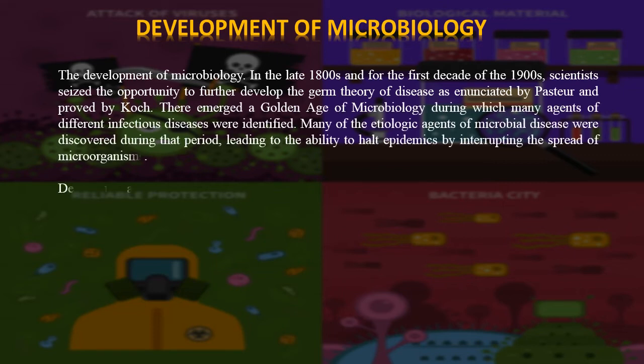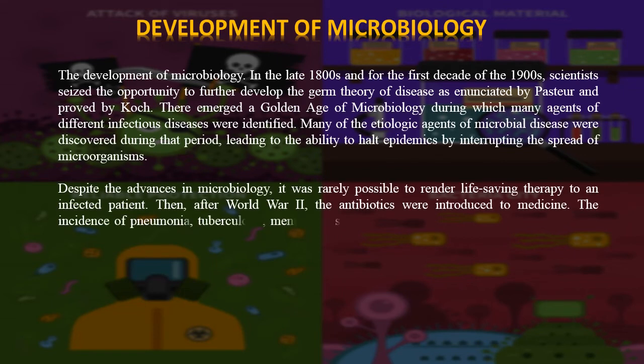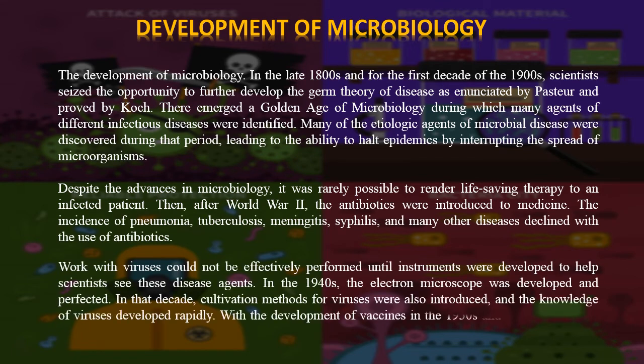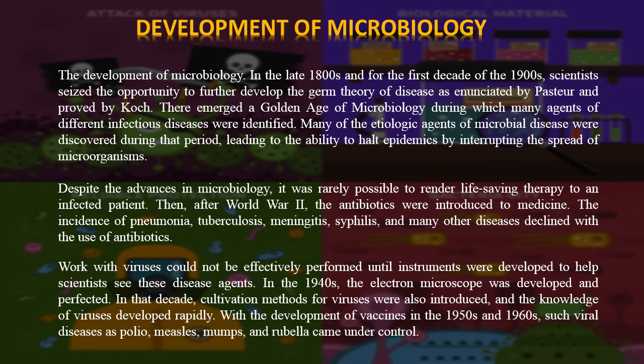In the late 1800s and the first decade of the 1900s, scientists seized the opportunity to further develop the germ theory of disease as initiated by Pasteur and proved by Koch. There emerged a golden age of microbiology, during which many agents of different infectious diseases were identified. Many of these etiological agents of disease were discovered during that period, leading to the ability to halt epidemics by interrupting the spread of microorganisms.